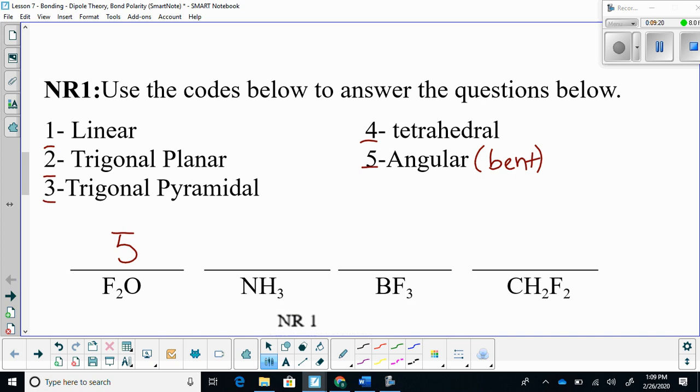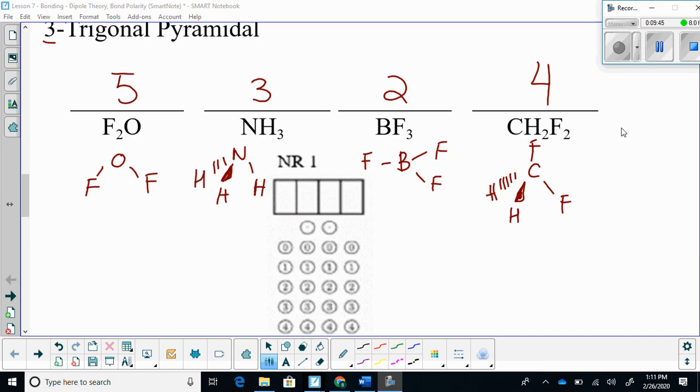They have different identities. Ammonia is trigonal pyramidal. Looks like this. Boron trifluoride is trigonal planar. And CH2F2 is going to be tetrahedral. So your code should be 5324. Okay, so there's the shapes. I highly recommend drawing them on a test just so you are sure when you are filling these things out.